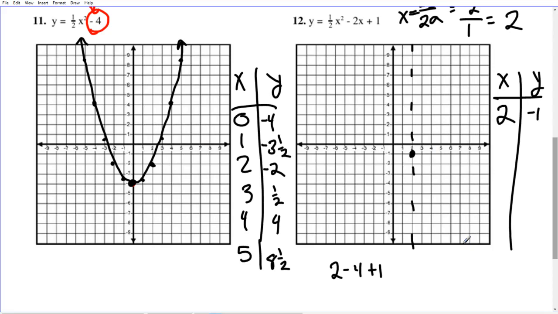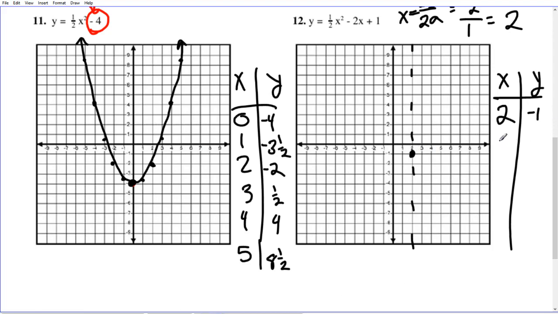I'm just going to double check my math because if my vertex is wrong, all my other points are going to be wrong. So I just want to double check, make sure I'm okay here. 2 squared is 4. Half of 4 is 2. Okay, that's good. Negative 2 times 2 is negative 4. Yes, plus 1 is still plus 1. That is negative 2. Negative 2 plus 1 is negative 1. Okay, good. So I just double checked my vertex. I recommend you do the same.